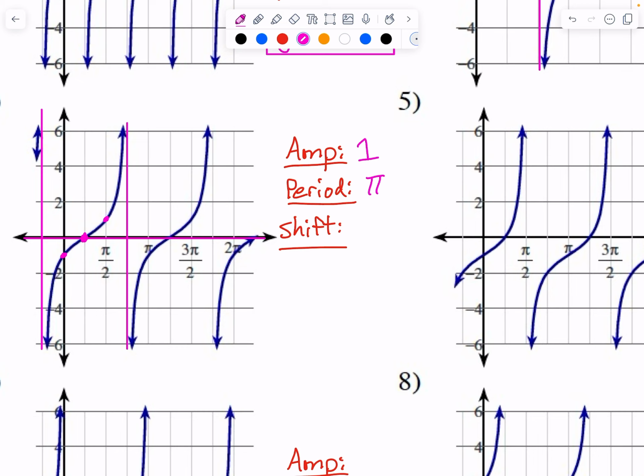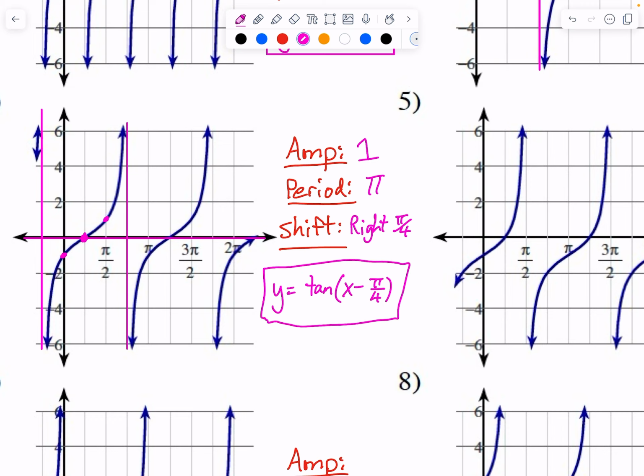And then I can see the shift. It moved right pi over 4. The reason I'm picking tangent is because it's increasing. So this is y equals. The period is the same, amplitude is the same. So I get tangent, and then inside, I'm going to get x minus pi over 4.